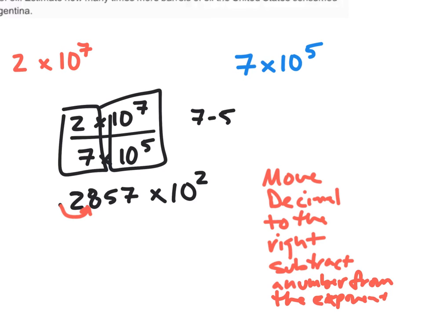Okay, and so what I would end up getting here is I'd get 2.857 times 10 to the first. Okay, and really then that would be my answer.